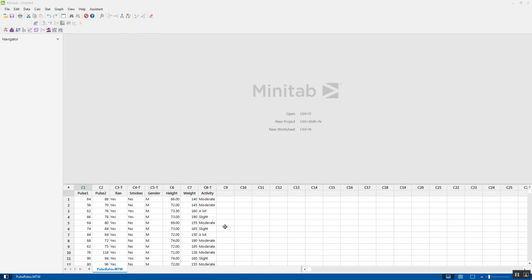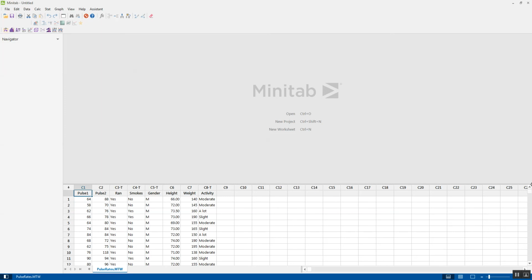library. Recall this has come from a group of students where we're recording whether they're smokers or not, their gender, male or female, their height, their weight, and then the students were asked to rank their activity levels as slightly active, moderately active, or active a lot. The students all had their resting pulse taken, and then some of them ran on the spot and some of them did not run on the spot for a minute, and then the pulse rate was taken again.